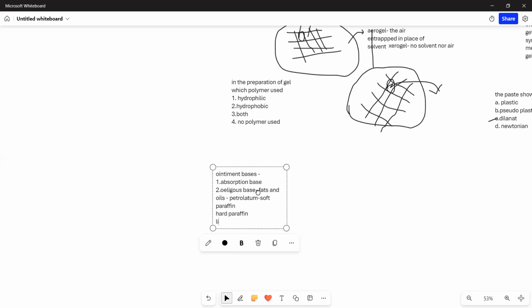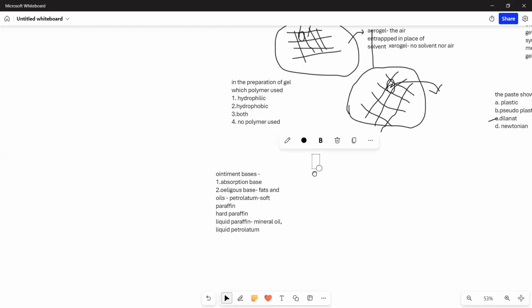Provide me the synonyms of the liquid paraffin. What are the synonyms? Mineral oil, or it is also known as liquid petrolatum. The oleaginous bases are mainly used for hydrophobic drugs only.